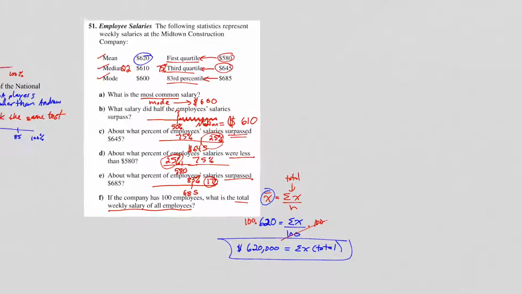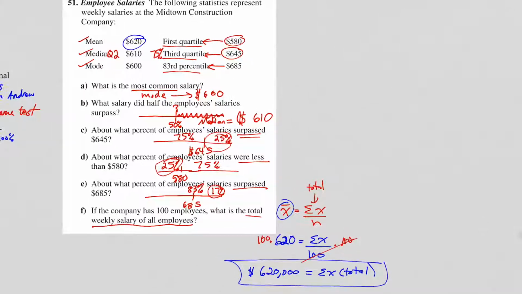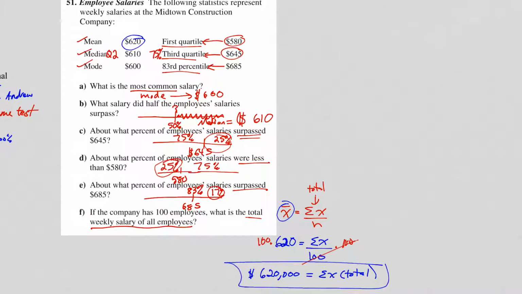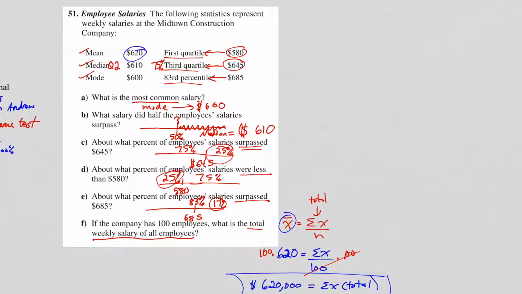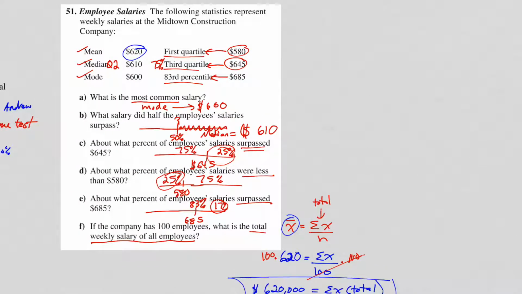Okay, so those are some application questions for our study of mean, median, mode, and quartile and percentile. That kind of wraps it all up in one question. All right, let me know if you have any questions or issues, and you should be able to do 12.3 just fine.